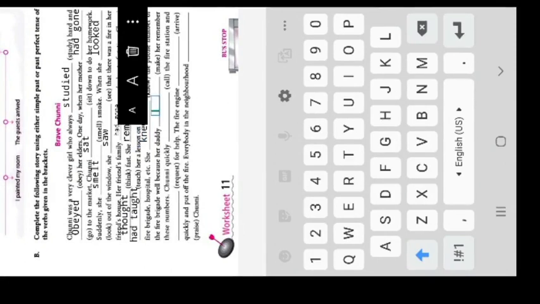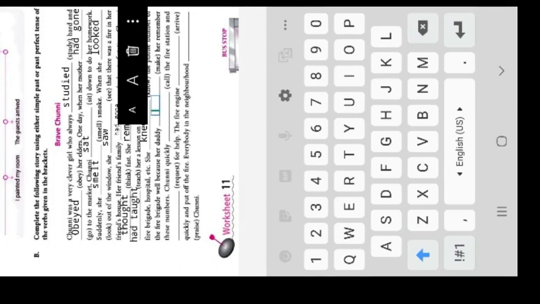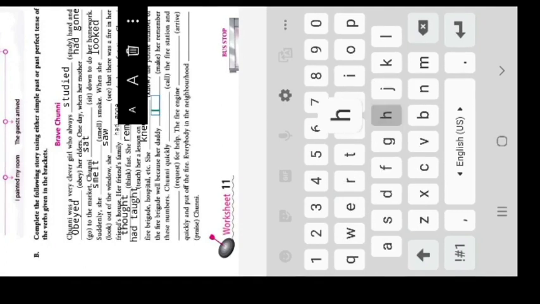So what we will write down? She knew, this action took place. And before that action, what had happened? The father had already made her remember the things. So action number 1 is her father made, and after that she knew it. So what we will write down here? Father had made her remember these numbers.